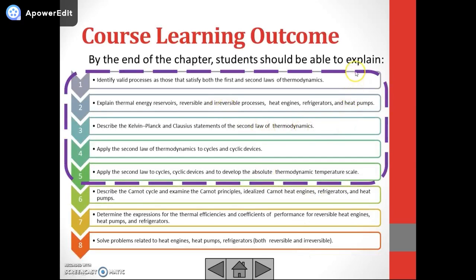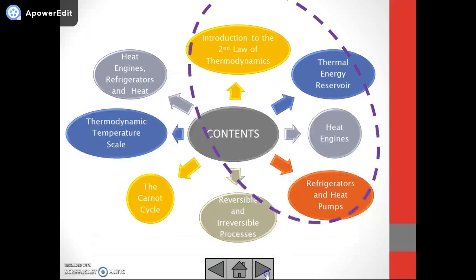By the end of this module, students should be able to identify valid processes as those that satisfy both the first and second laws of thermodynamics, and explain thermal energy reservoirs, reversible and irreversible processes, heat engines, refrigerators, and heat pumps. They should also be able to describe the Kelvin-Planck and Clausius statements of the second law, apply the second law to cycles and cyclic devices, and develop the absolute temperature, the thermodynamic temperature scale.